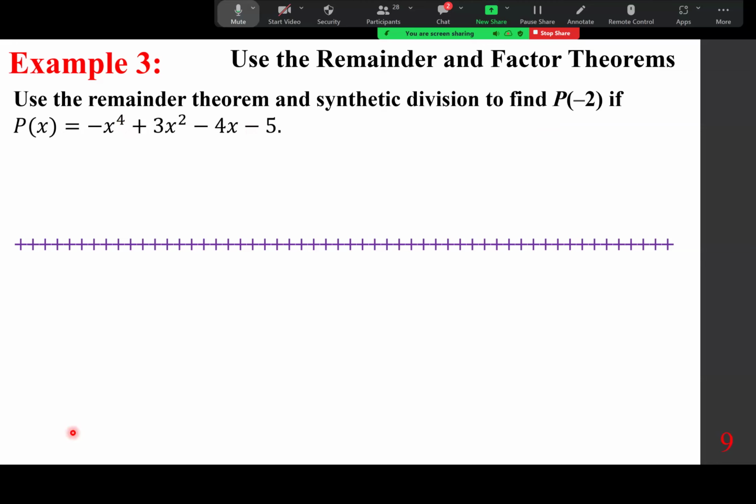When we say P of negative 2, everybody, that means we are looking at divisor of x plus 2. We are dividing by x plus 2. And the faster way is to evaluate P of negative 2. It's a lot faster than the synthetic division, but you really should know both. So the way we do that is very simple, okay?